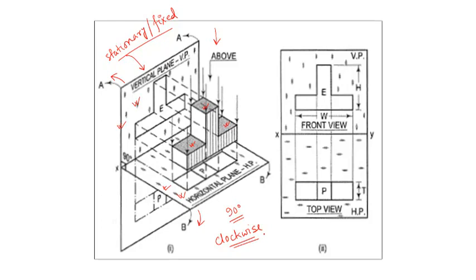The movement is always in the clockwise direction. So after having the projection here and here, from this side we will have the front view. The front view will be projected here in the vertical plane, and then this will be our top view. The top view will be projected in the horizontal plane.